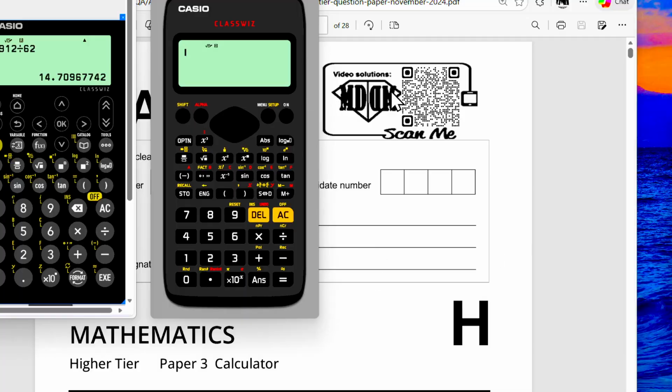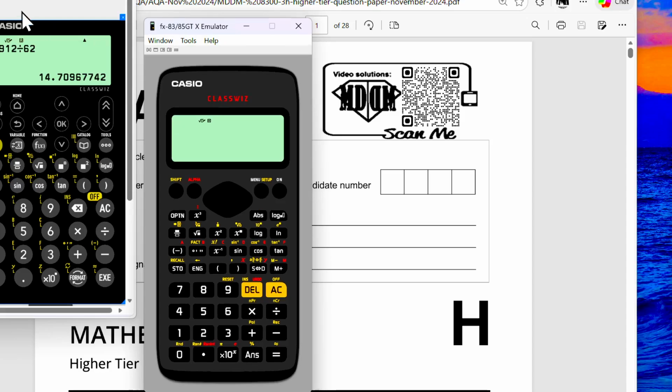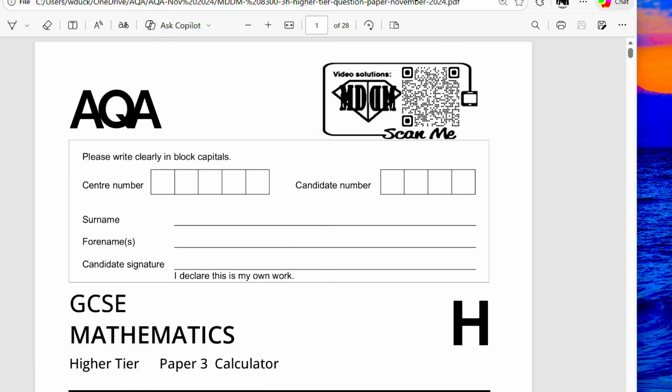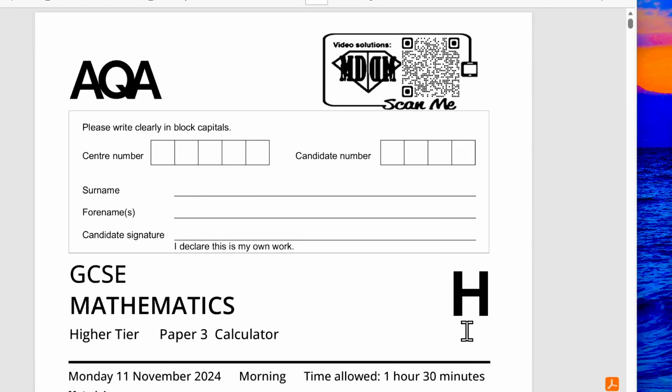Okay, for today's video, I'm going to be attempting to use the more modern version of the Casio ClassWiz calculator as opposed to my usual one. Just trying to get used to it. This is an emulator package that I've got. This is an online version, which is slightly more complicated to work, but hopefully we should be fine with it. Okay, let's get started then.